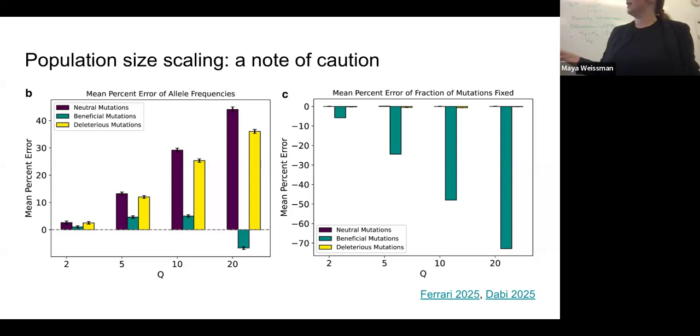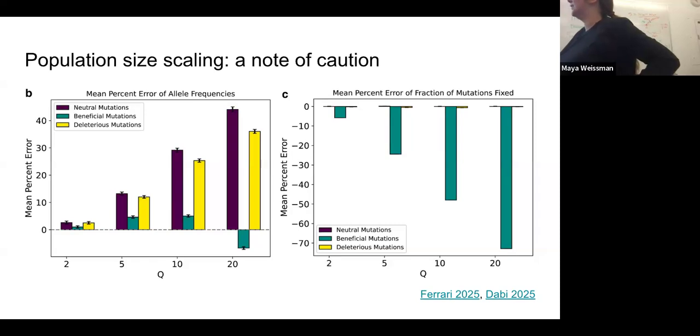So this is mean percent error of allele frequencies and mean percent error for fraction of mutations fixed as a function of scaling coefficients. So mean percent error is a measurement of how different the distribution is from what it was when there was no scaling used. And you can see that for the fraction of mutations fixed, as we increase the scaling factor or decrease the population size, far fewer beneficial mutations are reaching fixation compared to what we expect.